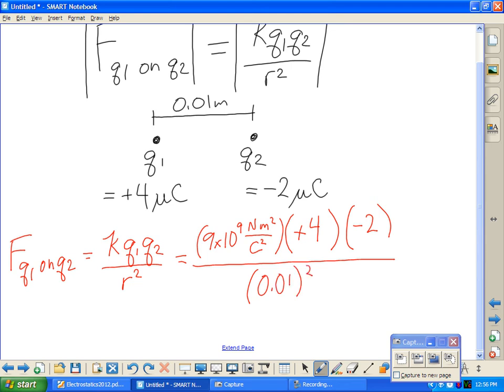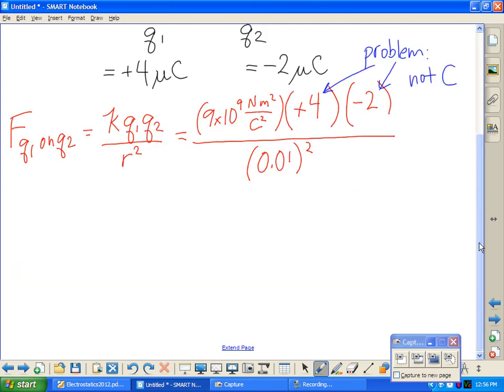And this is great, but what's the problem? They're not in the nano kilos. Yes, totally. These quantities are not coulombs. We need to put them in as coulombs if we expect our constant to do its work and give us newtons. So, Q1 is positive 4 microcoulombs. How many coulombs is that? Well, let's see. You know the secret. We need to turn microcoulombs into coulombs.